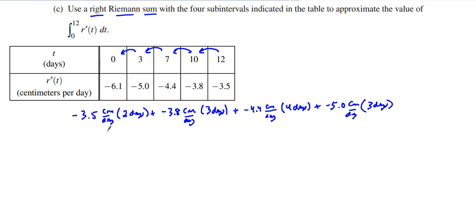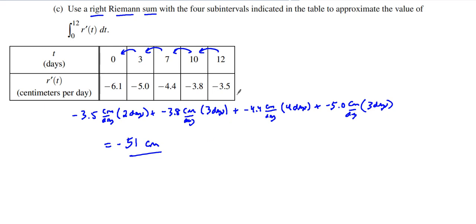And I get negative 7 for this first one. I got negative 11.4, negative 17.6, negative 15. I add all that up, and I end up getting negative 51 centimeters. And you can see centimeters per day times days leaves us with the units of centimeters here. And that is a right Riemann sum.